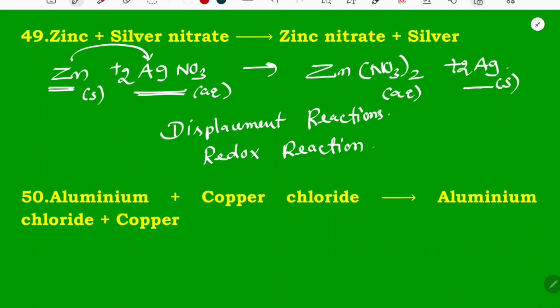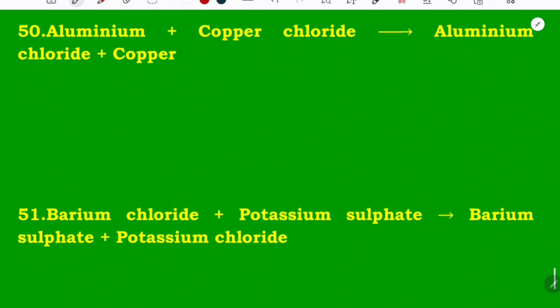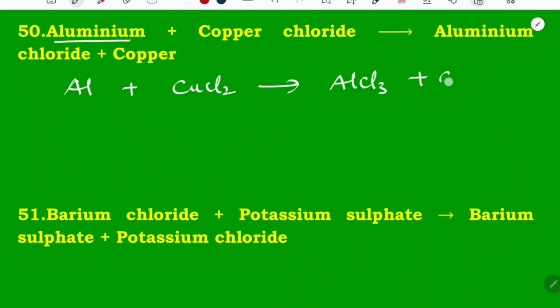So next, and I hope you understood. Then aluminum Al plus copper chloride CuCl2 gives aluminum chloride AlCl3 plus copper. Now you can say whether the equation is balanced or not. 2, 6, 3, 3. So now everything is balanced.